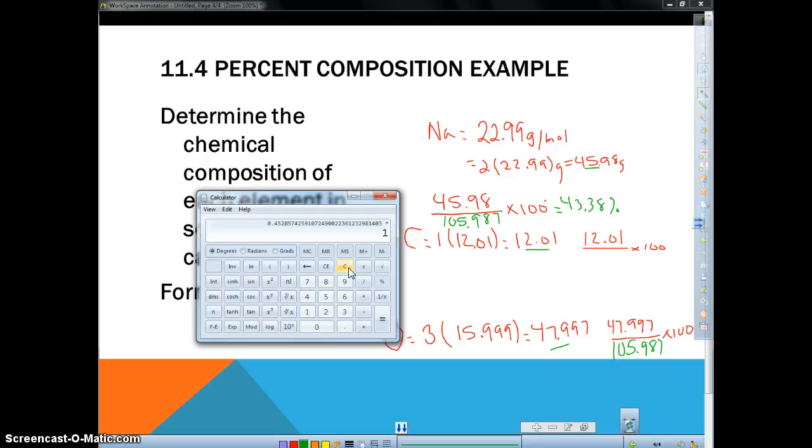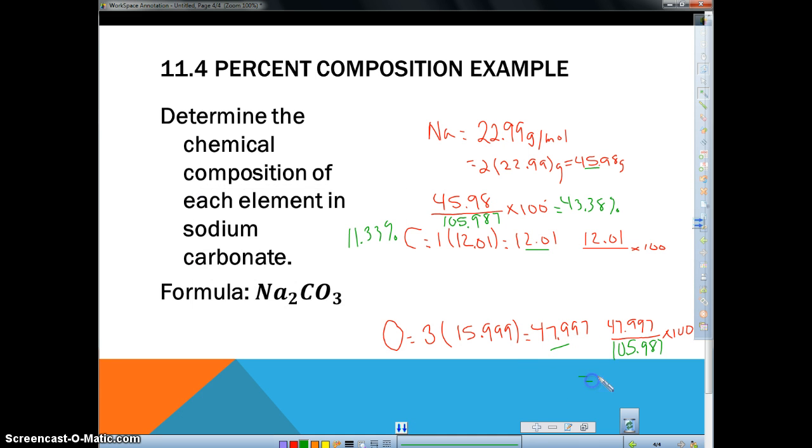Okay, multiply by 100. And here I happen to have 5 sig figs on top and 3 or 6 on the bottom. So I will actually take this out to 5 spots. So I have 1, 2, 3, 4, 5. The next digit is a 7, so the 5 gets rounded up to a 6. So I have 45.286% of my compound is oxygen.